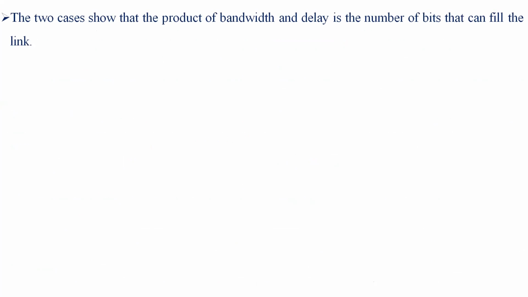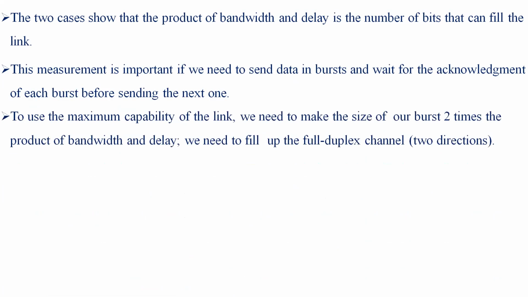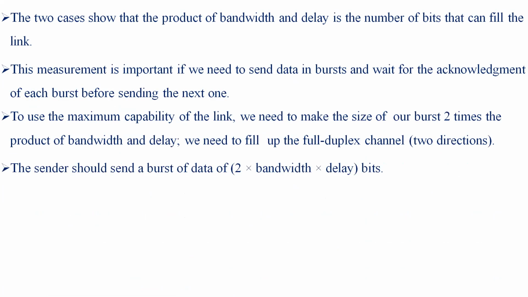These two cases show that the product of bandwidth and delay is the number of bits that can fill the link. This measurement is very important if we need to send data in a burst and wait for an acknowledgement of each bit before sending the next one. To use the maximum capacity of a particular link, we need to make the size of our bits two times the product of bandwidth and delay. So we need to go with a full duplex channel.